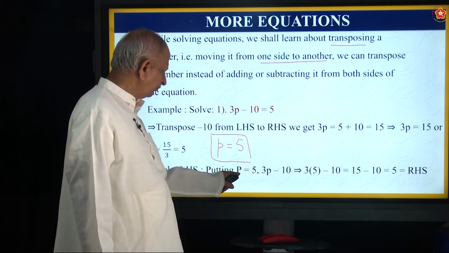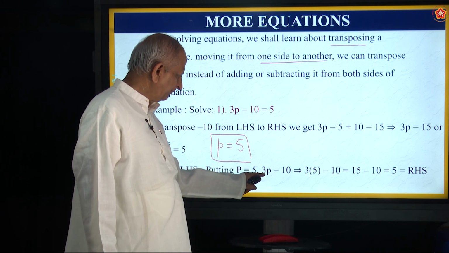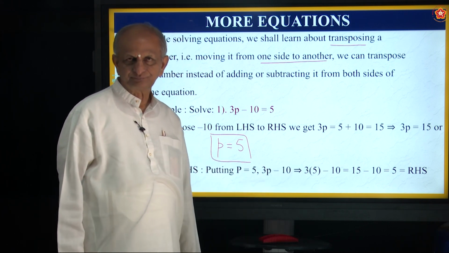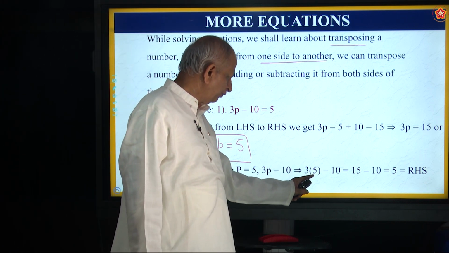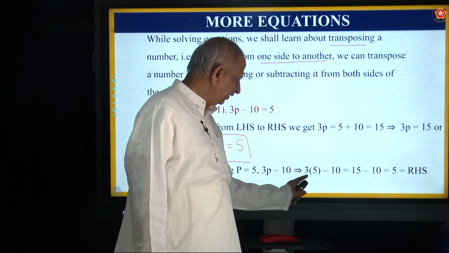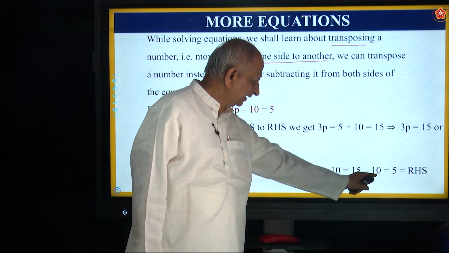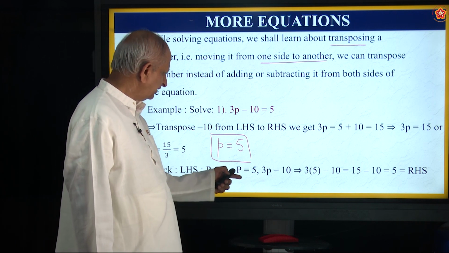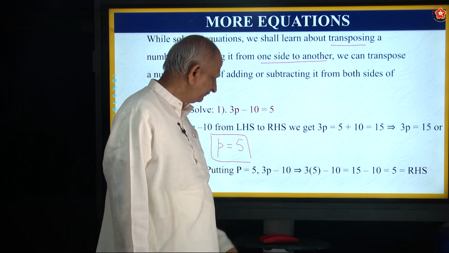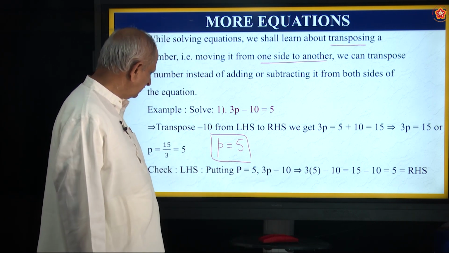So, if p is equal to 5, in the place of p put 5. Are you following? Okay. So, 3 into 5 minus 10. So, 3 into 5 is 15, minus 10, that is 5. So, the left hand side is equal to the right hand side. So, you get that the answer is correct.